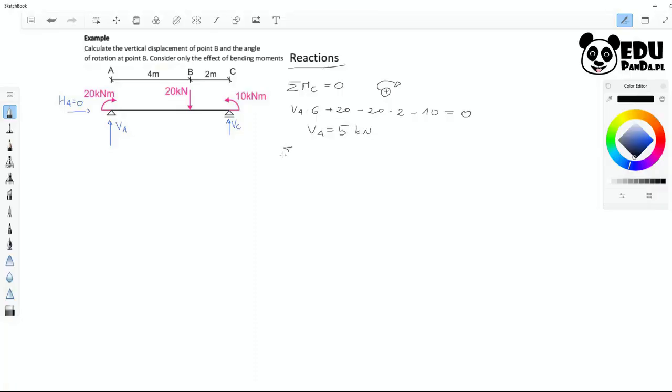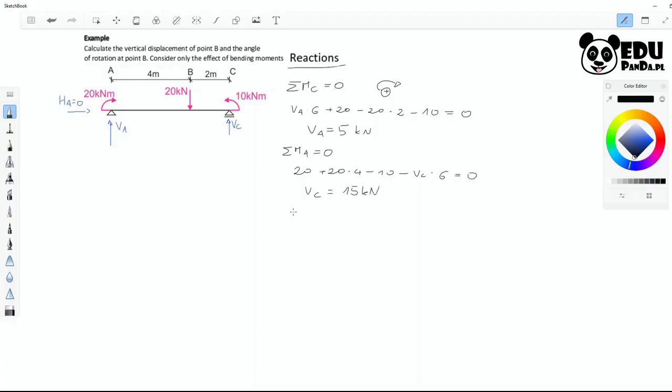The sum of moments at point A. I could just as well calculate the sum of y, but we want to check the solution at the end. 20 plus 20 times 4, minus 10, minus VC times 6 equals 0. And from this, we get that VC equals (20 plus 20 times 4 minus 10) divided by 6, equals 15 kN.